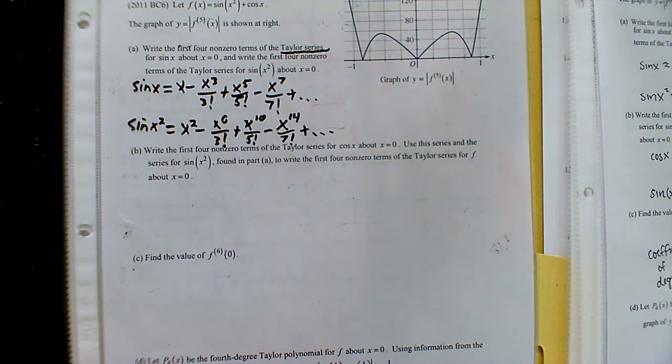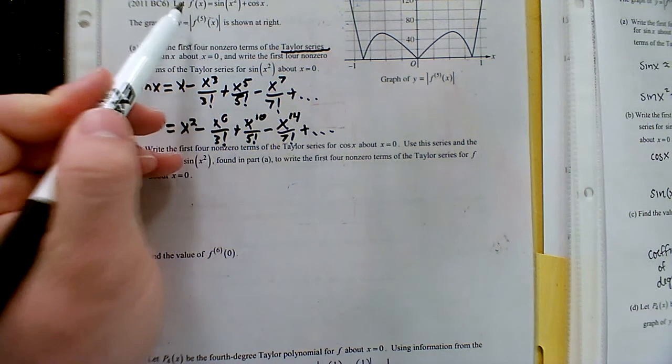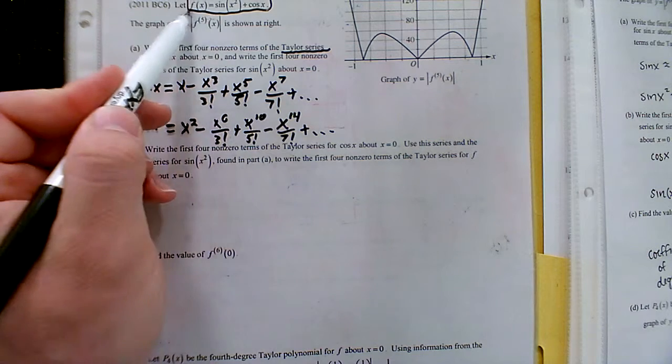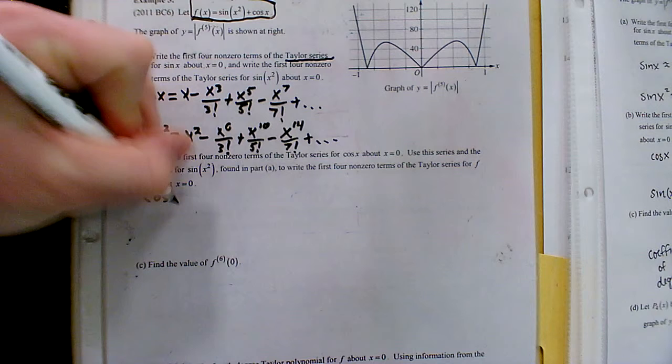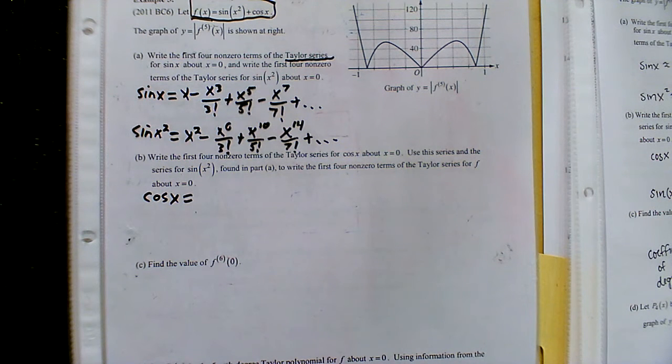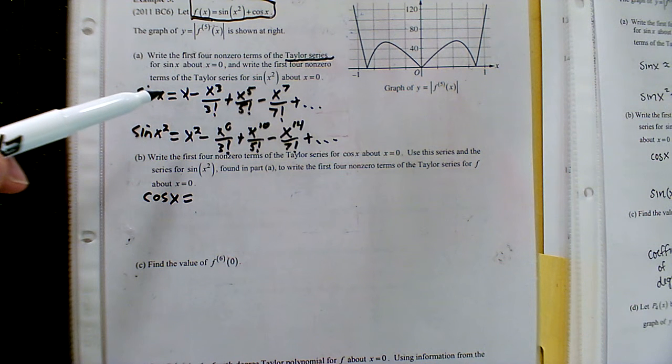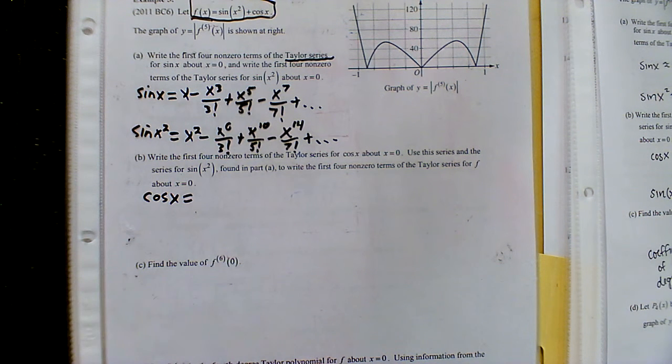All right, part B. Write the first 4 non-zero terms of the Taylor series for cosine x about x equals 0. Use this series in the series for sine x squared found in part A to write the first 4 non-zero terms of the Taylor series for f about x equals 0. Again, they're referring back up to this one. We're finding all these pieces so we can create this function. So we need to find the Taylor series of cosine x. What is the Taylor series? Remember, you have sine x there, so remember what's similar and what's different about them: odds and evens, where you start, pluses and minuses. So what is the cosine x?